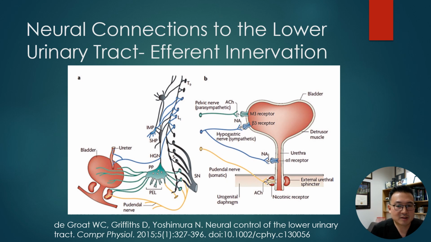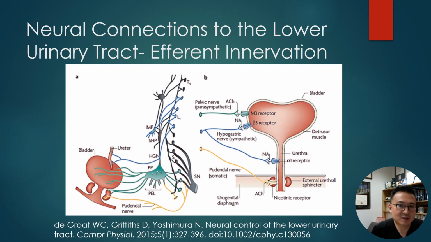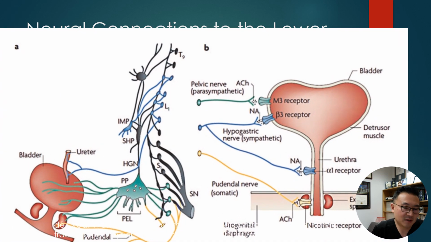Oftentimes, when we consider the micturition reflex, I think most of us consider the efferent innervations. This is what actually makes the bladder contract, the sphincter relax or contract. This diagram shows the efferent innervations to the bladder and sphincter mechanism. We'll be talking in detail over the next few slides about the efferent innervations.